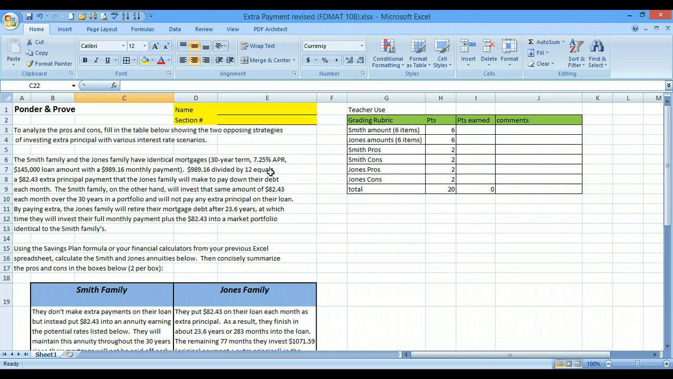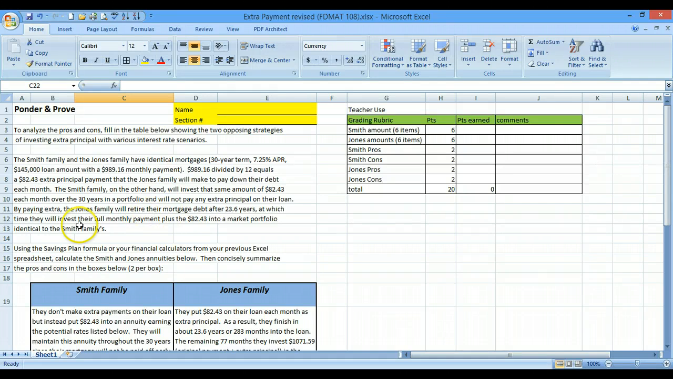An $82.43 extra principal payment that the Jones family will be making towards their debt each month versus the Smith family. On the other hand, they will invest the same amount of $82.43 each month over the next 30 years into a portfolio and will not pay any extra principal on their loan. So both of them have this extra $82. The Smith family is going to invest. The Jones family is going to pay off their loan a little faster.